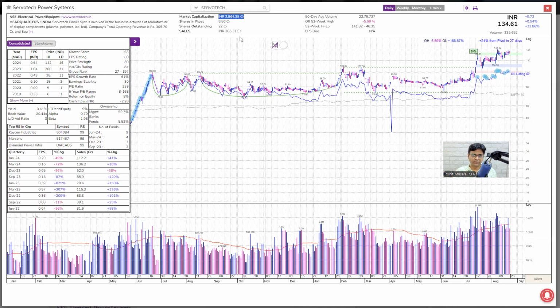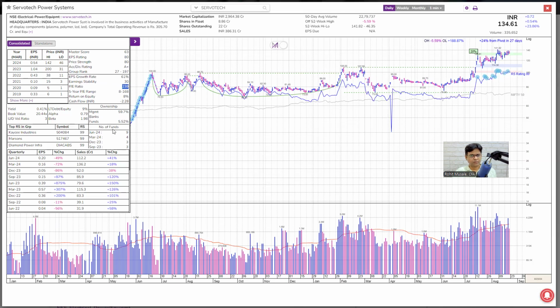So this kind of money, a big institution, a foreign institution or a domestic institution, in a single day they can put this entire amount of money in this stock. So it's a very small company. That's another thing. Management ownership looks fine. The PE ratio is extended.